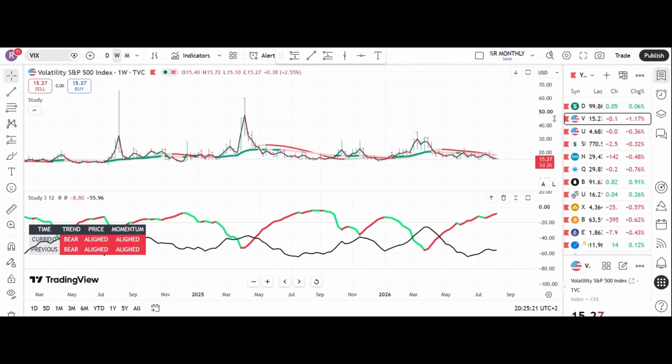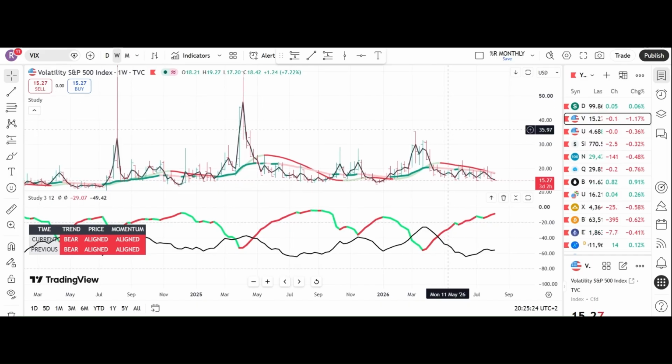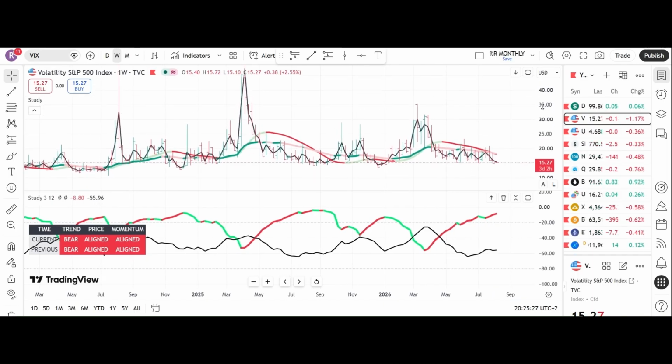We go to the VIX. And as we can see, still this bearish trend on the VIX on the weekly chart. It's below its two moving averages, which is red. And we can also see that price and momentum is aligned with that. But as we can see here, we're starting to get into that area. And so some or other time we can expect a turnaround in the VIX and expect more volatility in the market.